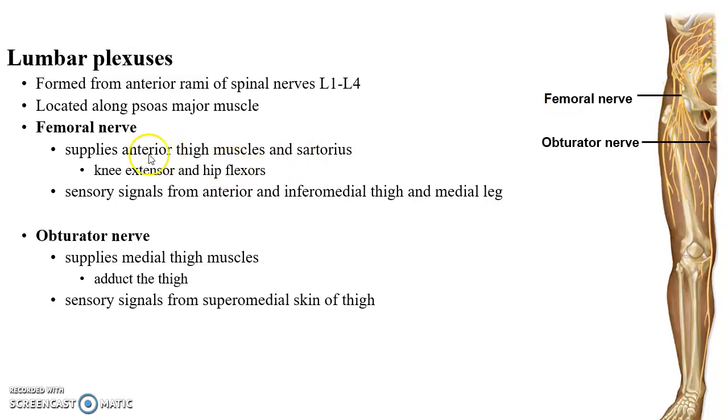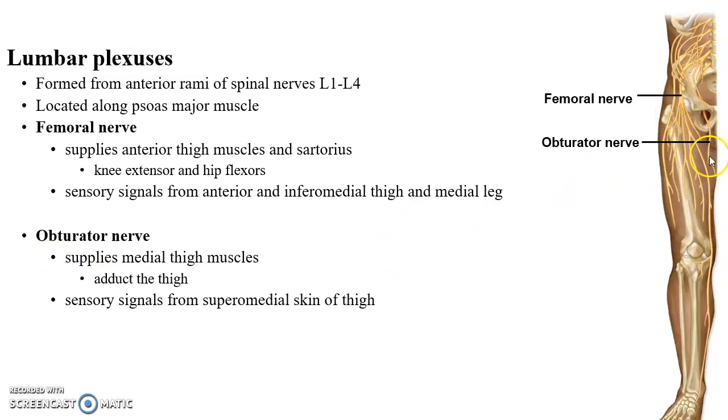It innervates the anterior thigh muscles, including sartorius and the quadriceps femoris muscle group. So it helps to do knee extension and hip flexion. And it also receives sensory information from the anterior and inferior medial thigh and medial leg. So down here, in this area.